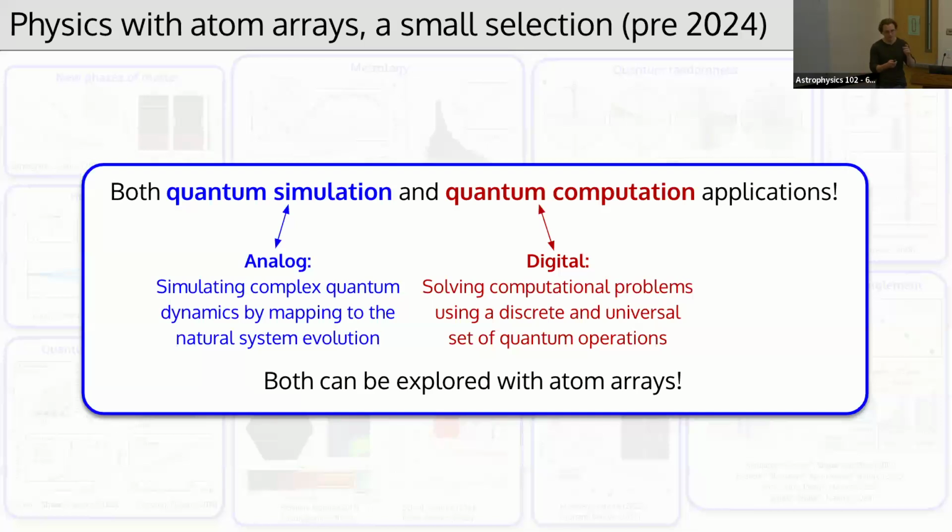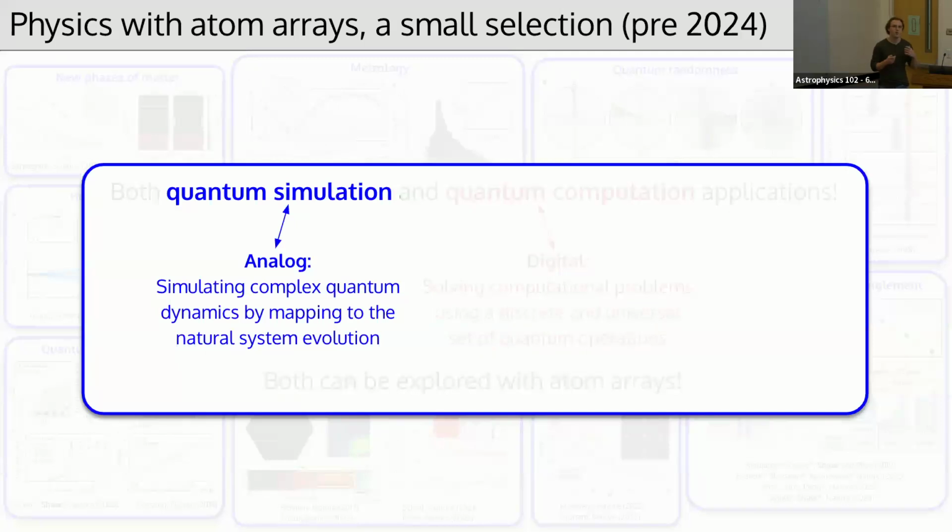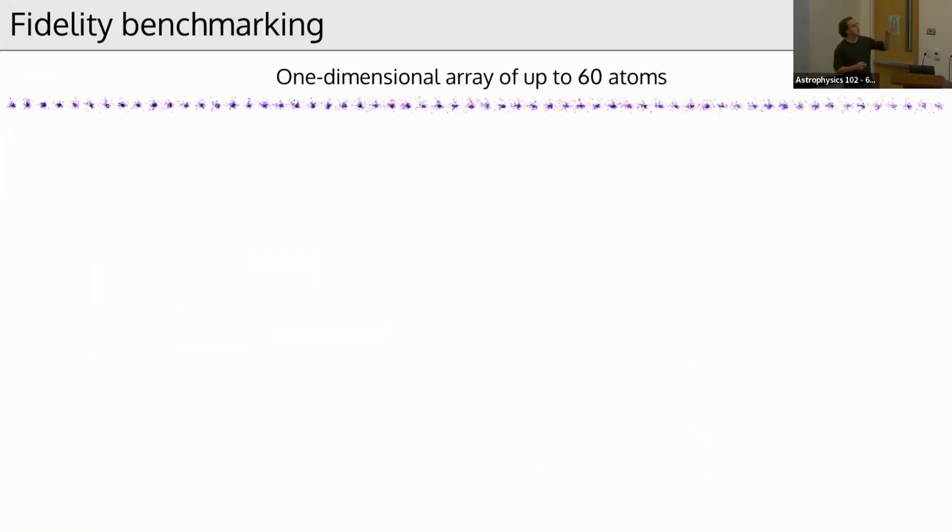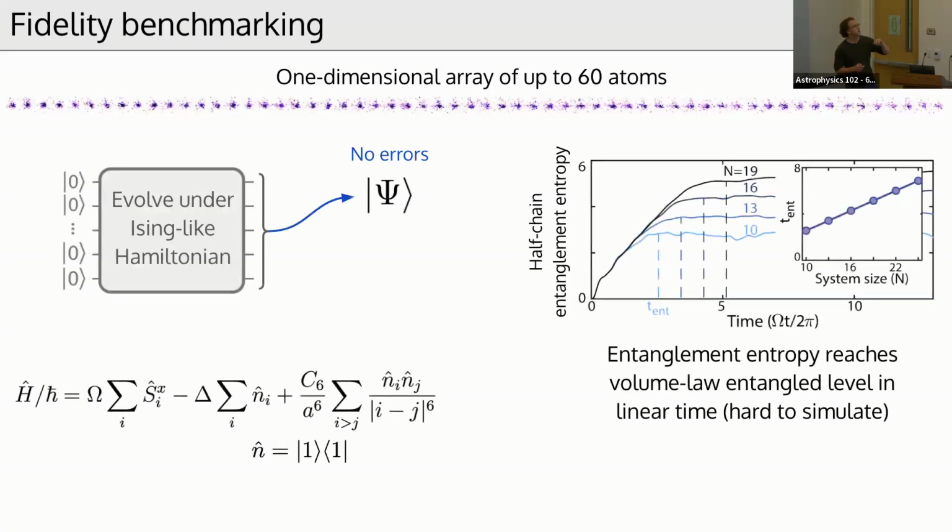And both of these are things I've explored during my PhD and I'm happy to talk to people about. However, for today, I'm mostly going to be focusing on this topic of quantum simulation and how we can really quantitatively study the behavior of analog quantum simulators. So the systems we're going to be considering are 1-dimensional chains of atoms of up to 60 atoms in this case. And we're going to imagine that we're evolving these atoms under their natural Ising-like Hamiltonian, shown here.